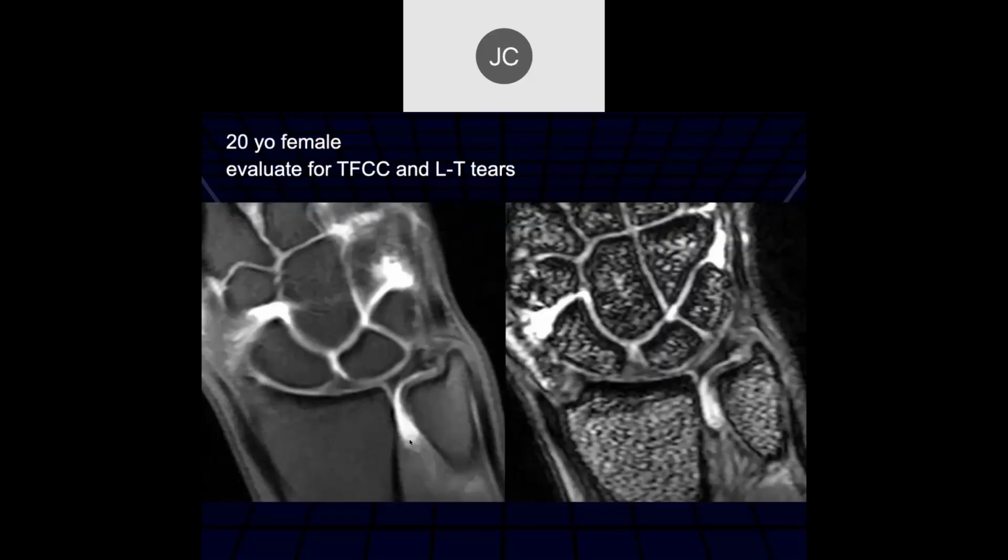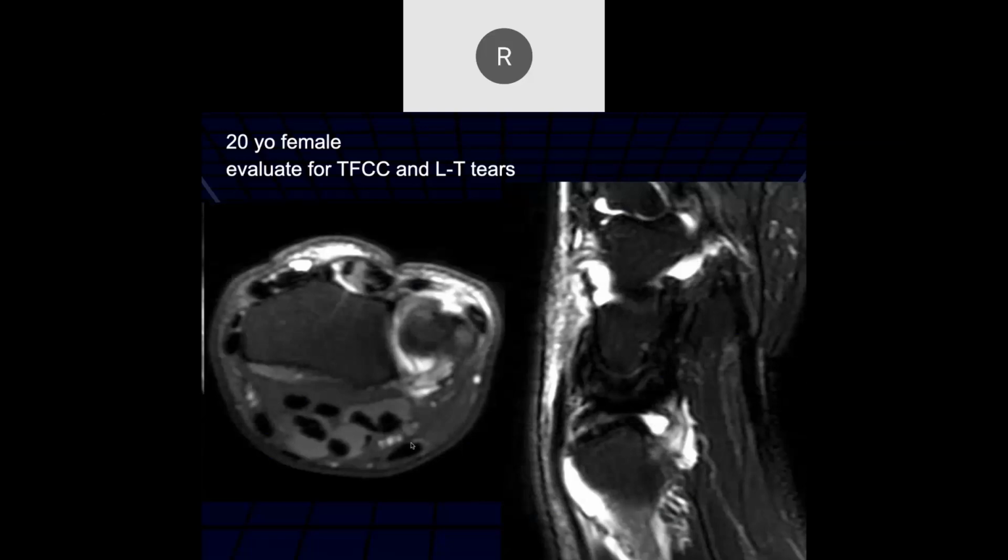All right, so we have a 20-year-old female evaluated for TFCC and lunotriquetral tear. On these coronal images, the TFCC and lunotriquetral ligaments, I think, look like they're intact, but there's a DRUJ effusion. So I'd want to take a closer look there for sure. And here it looks like there's even more fluid in that DRUJ.